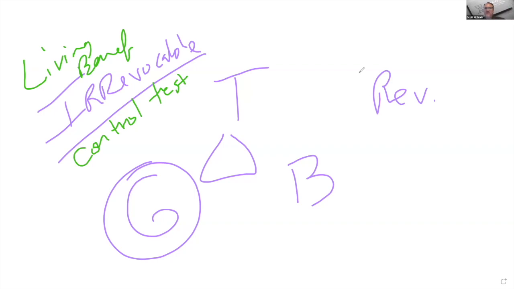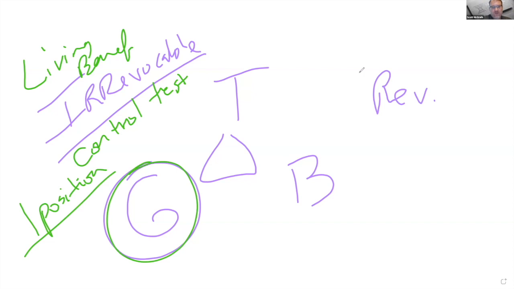If you want those benefits, number one, you got to have an irrevocable trust. Number 2, you got to pass the control test. The control test means you only get one position. You can't have 2. You can't be the grantor and the trustee at the same time. Okay, you can't do that. Why? Because you fail the control test. The control test says you only get one position.